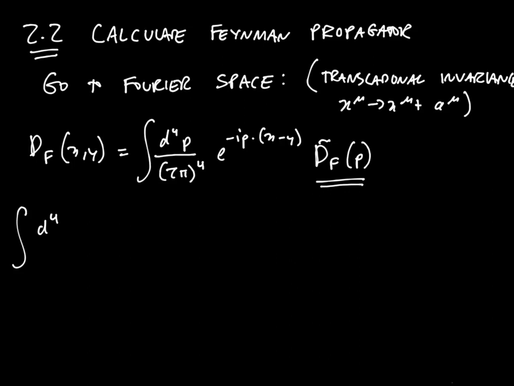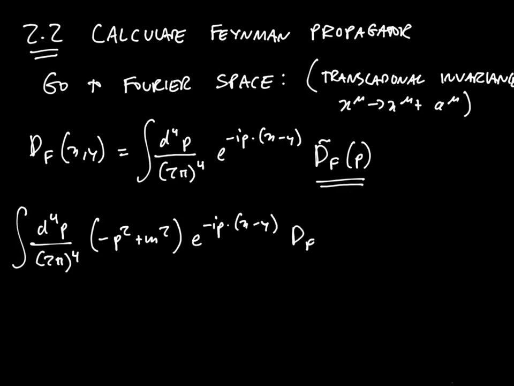So again, I am just sticking this into there. p. This equals minus i delta^4(x minus y). Okay.